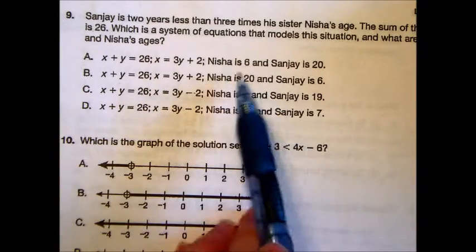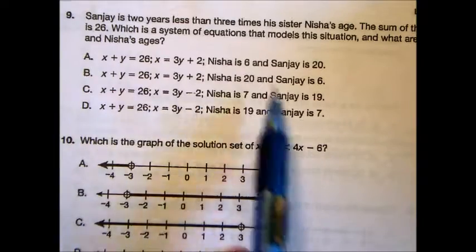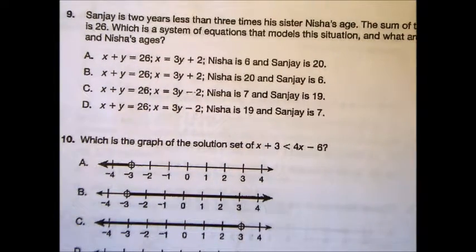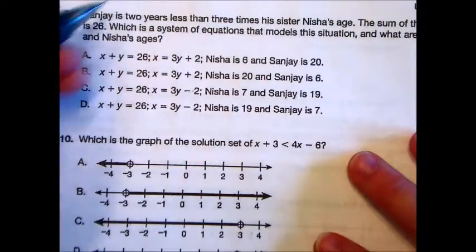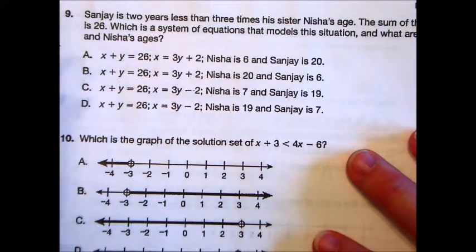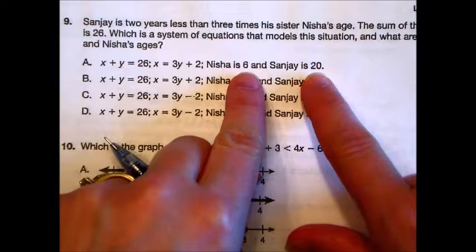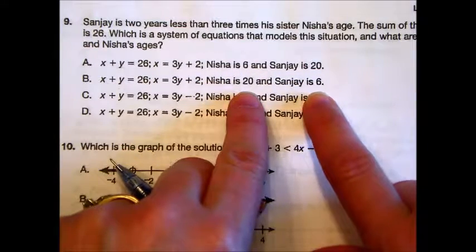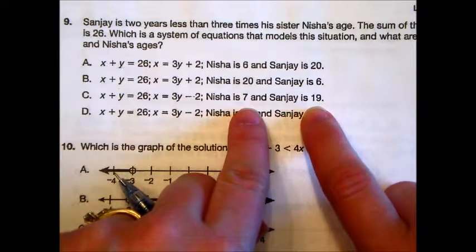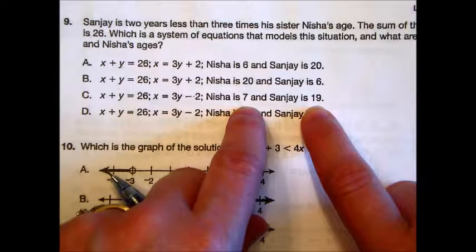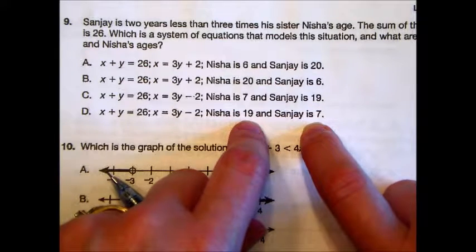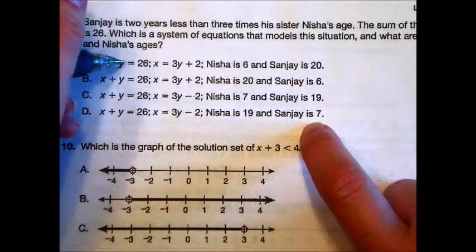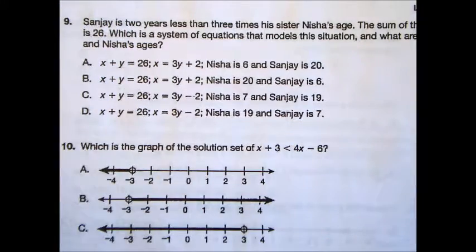So what you could do is you could take your multiple choice options and just plug them in and see which one is true. So let's check this first. Let's check the easy equation. X plus y is 26. Do those equal 26? Yeah. Do those equal 26? Yeah. So that equation doesn't help us at all, separating these two.